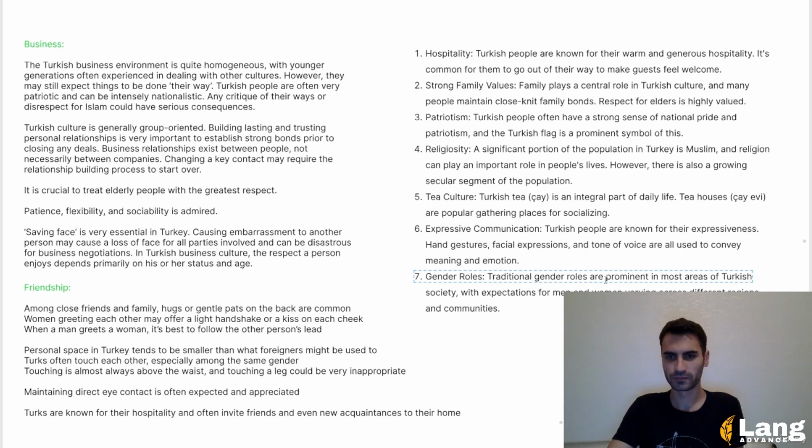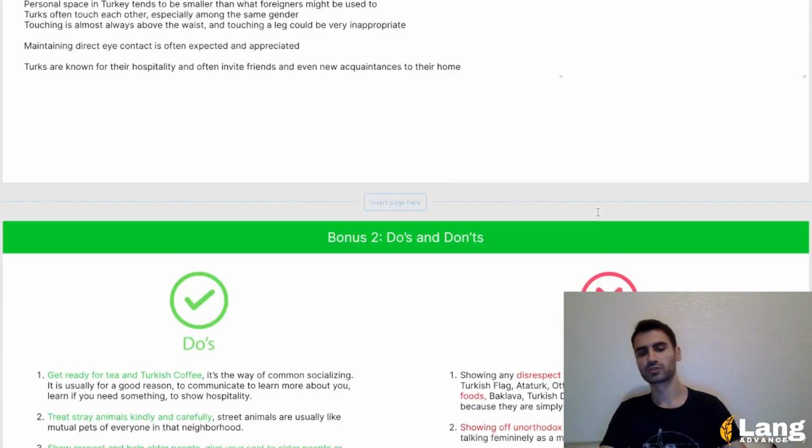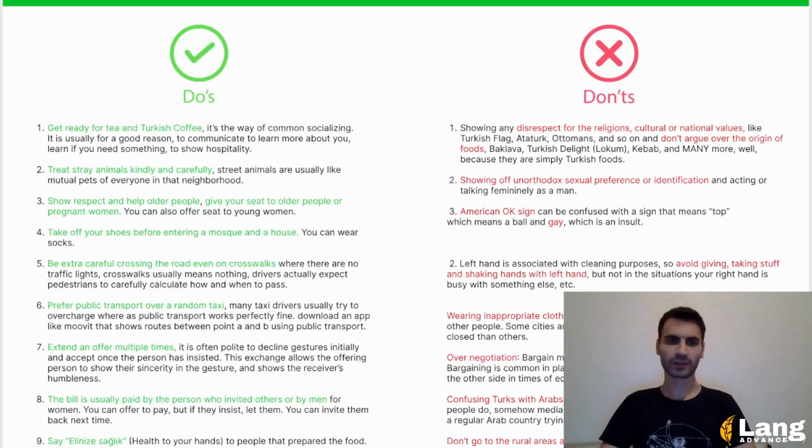Gender roles, traditional gender roles are prominent, and there is man and woman. That's it. So we will go to do's and don'ts. Get ready for tea and Turkish coffee. Tea is a cultural sport also.